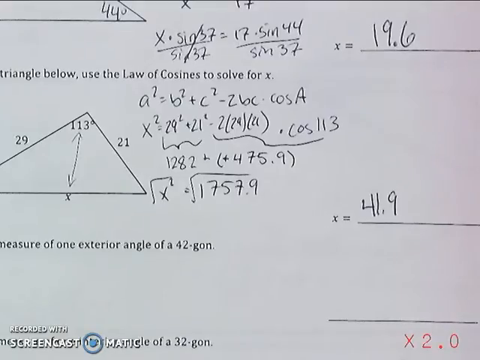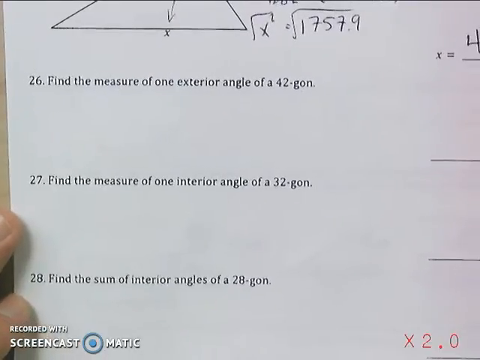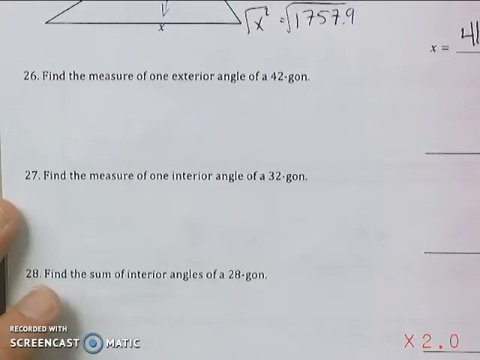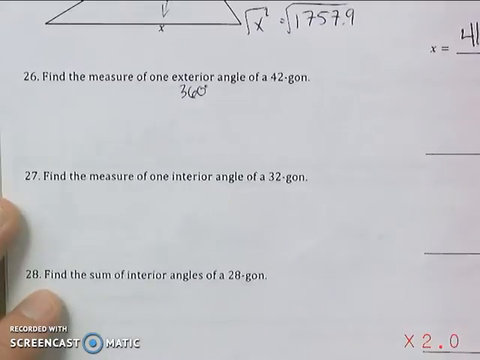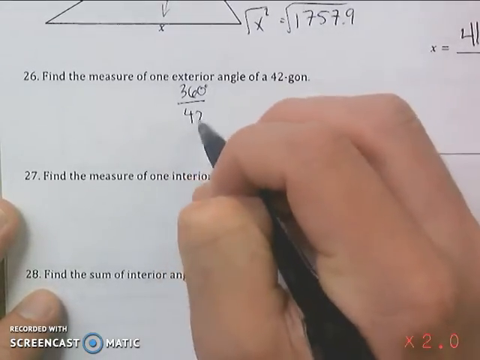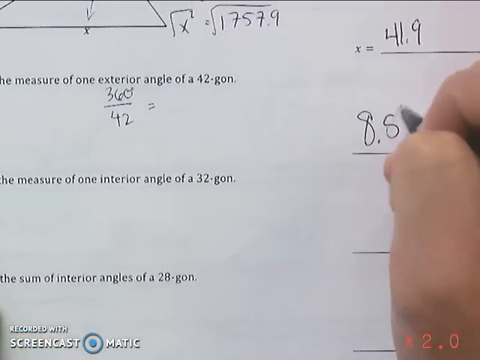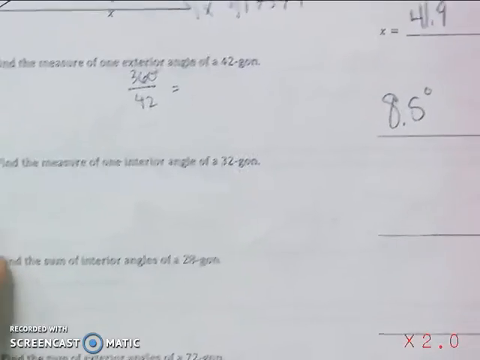Alright. We're going to continue on. Number 26, find the measure of one exterior angle of a 42-agon. So the way we could do this is we know that there's 360 degrees in all the exterior angles. So we're just going to divide it by 42. And if we do that, we're going to get 8.5 degrees. It sounds very small, but if you were to look at a 42-agon, it's going to be a really small angle because it's approaching what looks like a circle. It's going to have 0 degrees as an exterior angle.